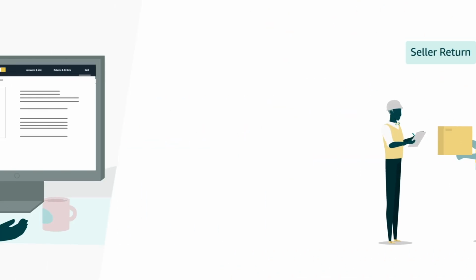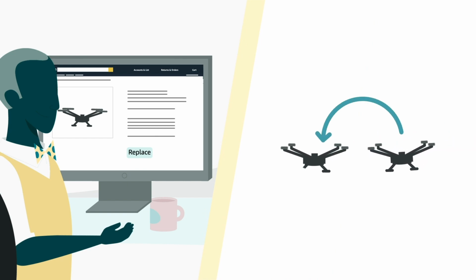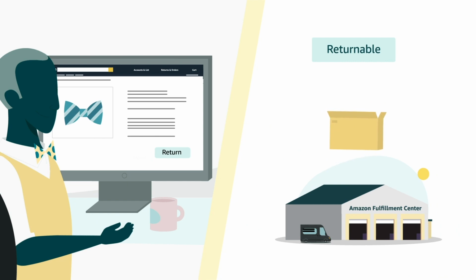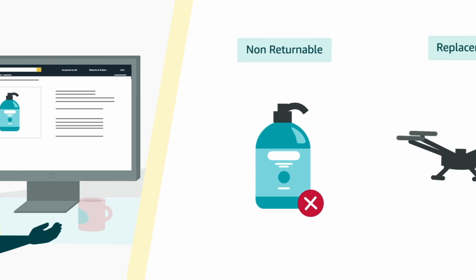So what are the different types of return policies? Depending on the category, there are 3 types of return. First is replacement only. Here the customer will have the option of getting another product as a replacement of the original returned product. Second is returnable. Here the customer will get an option of getting a refund once the item is returned. Then there is non-returnable, where the customers will not be able to return products belonging to certain defined categories.